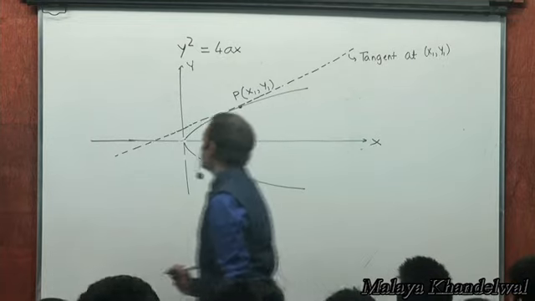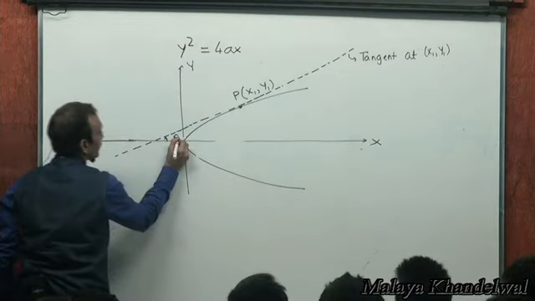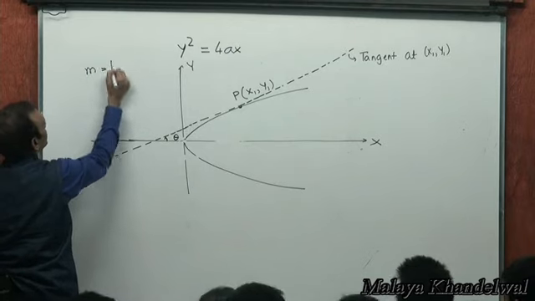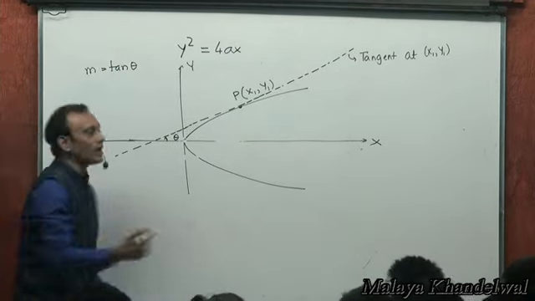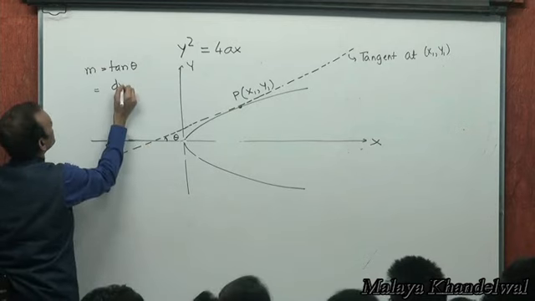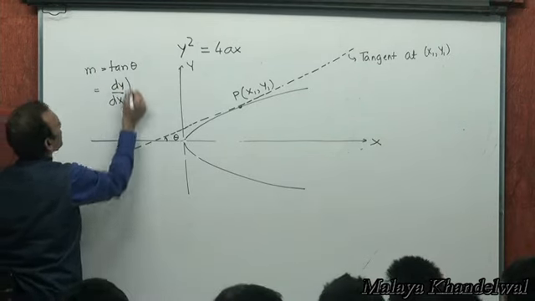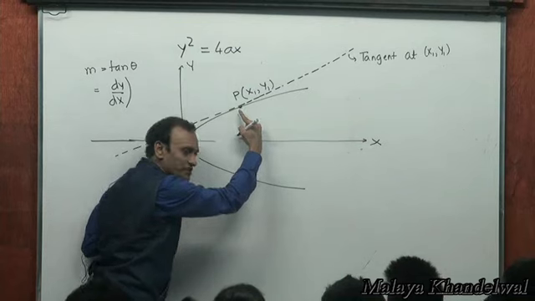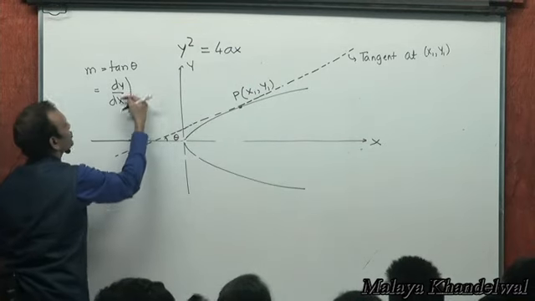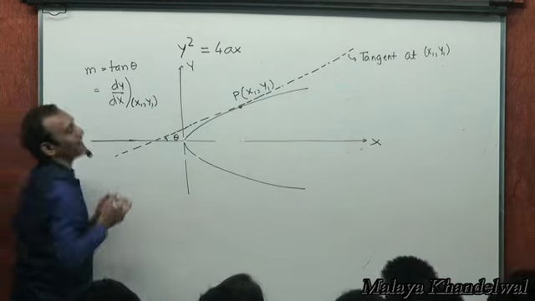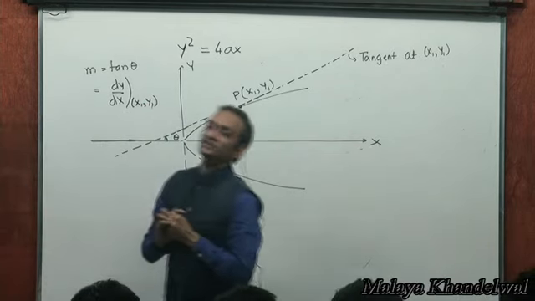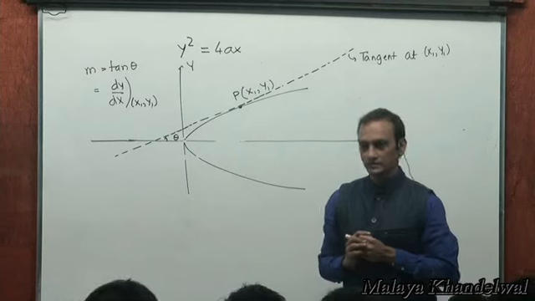Now if this is theta, the slope of the tangent tan theta, slope of any curve at a given x y, is given by dy/dx at that x y. That means in order to find the tangent at x1 y1, I need to find dy/dx at x equal to x1 and y equal to y1. That will give me the slope of the tangent at any x1 y1 of a curve, right?